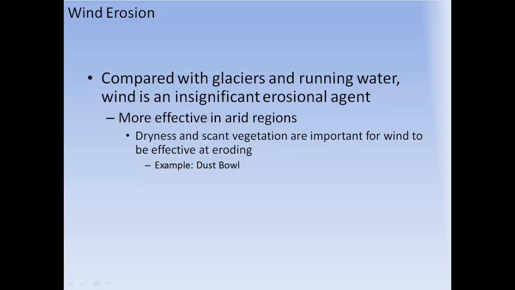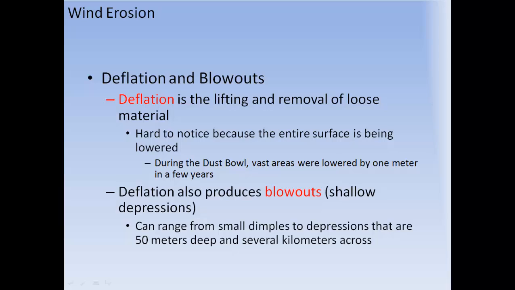Compared with glaciers and running water, wind is an insignificant erosional agent. It's more effective in arid regions. Dryness and scant vegetation are important for wind to be effective at eroding. For example, the Dust Bowl in the 1930s.